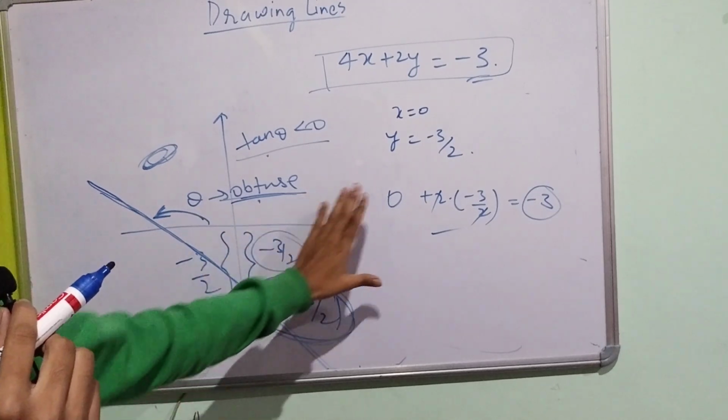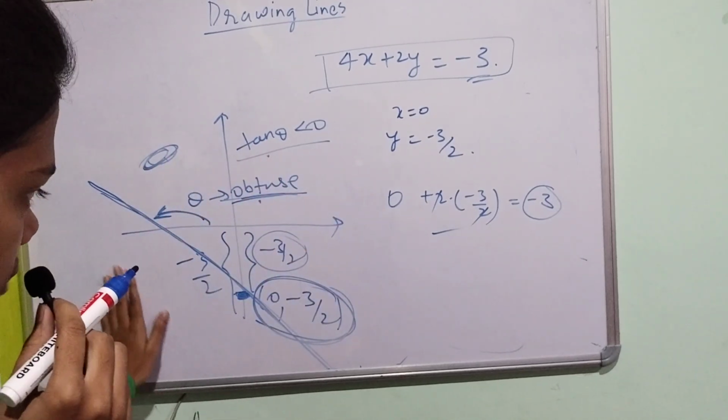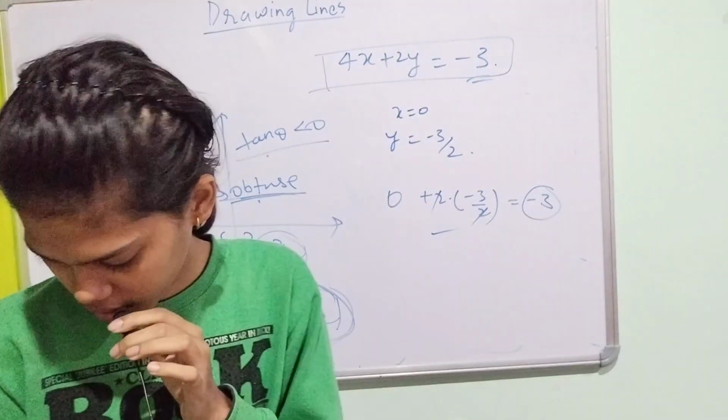So I hope you have understood the procedure of how to draw any line on the graph sheet. You only have to see the slope and the y-intercept.